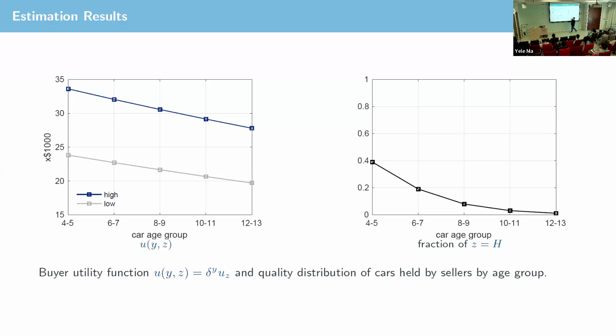Estimation result: there will be depreciation for each type of car, low quality car and high quality car. There's a big utility difference from owning the car for its entire life, and then the value depreciates as the car gets older. The fraction of high quality cars on the market depends on car age. When the car gets older, you're more likely to see a low quality car.